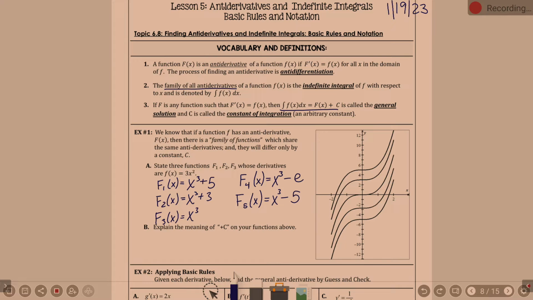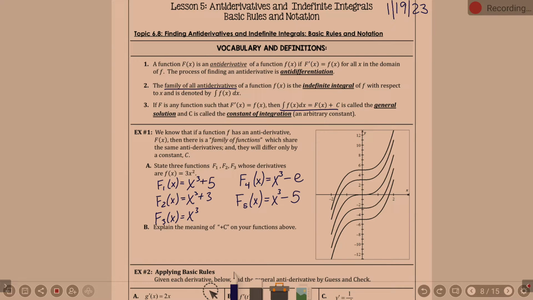The key is, though, it's also forming the family of antiderivatives, right? Because 3x squared, all 5 of these that I just wrote would have the derivative 3x squared. Okay, so this is what I'm leading you into, the idea of an indefinite integral. That when we see indefinite integrals, we're not going to know what number goes there, so we're going to tack on a plus C. Okay?